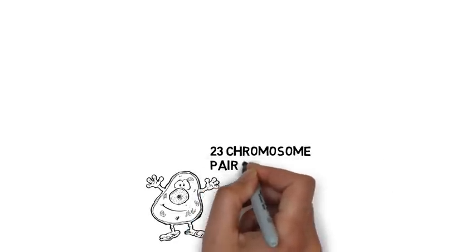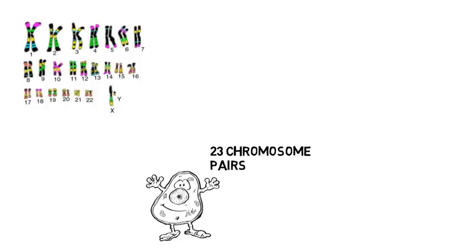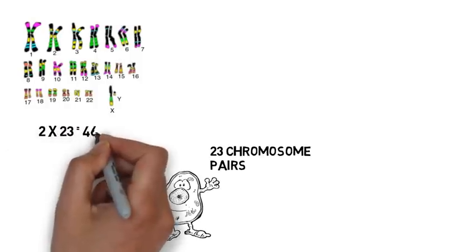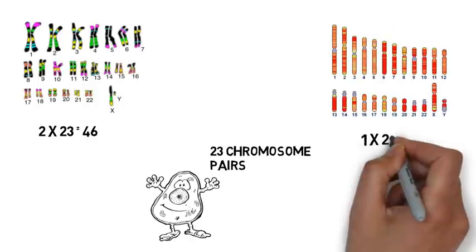Therefore, if Marcel is a human cell, his genetic material would consist of 23 chromosome pairs. If he is a diploid cell, he would have a total of 46 chromosomes, or 2 times 23. If he is a haploid cell, he would have a total of 23 chromosomes, or 1 times 23.